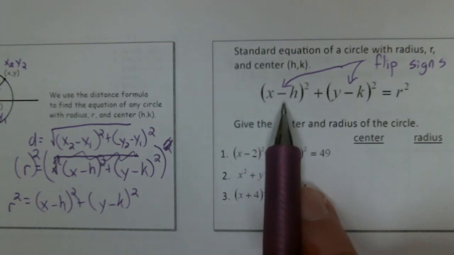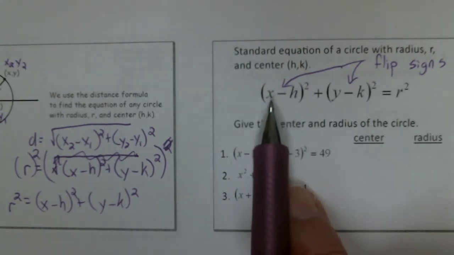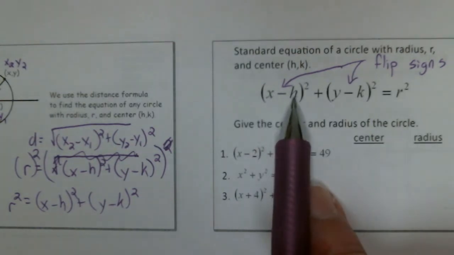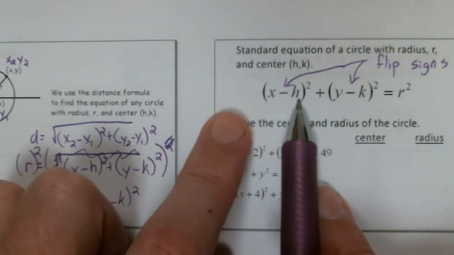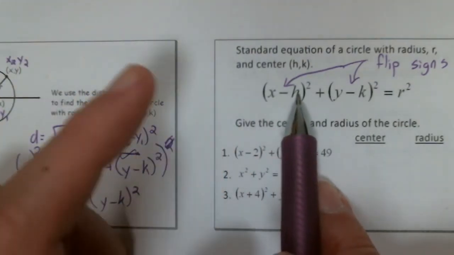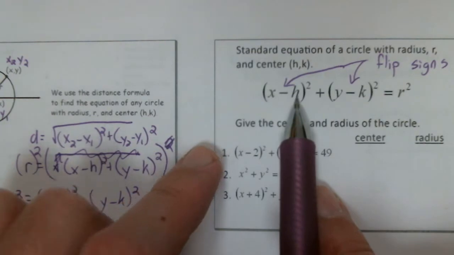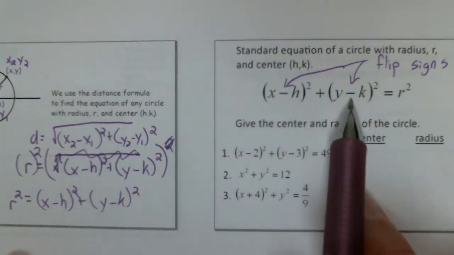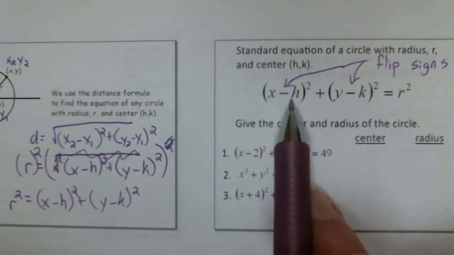You may say, why do we flip the signs? And the answer is because we're subtracting h. If it were x plus h squared, then I wouldn't need to flip the signs. If it's x plus 3, then h is 3, so the equation has a minus sign. That's why we have to flip it, because we're subtracting that value.